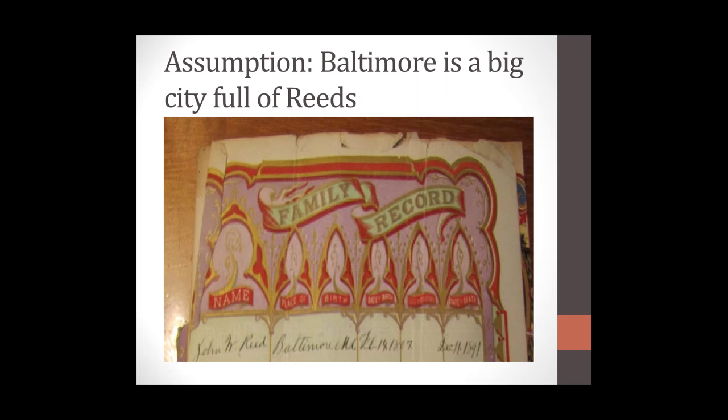And it wasn't until I looked at the city directories, which is kind of another way to talk about the phone book. A city directory usually had people's addresses and people's occupations. This is from that same time period. I think it's around 1810. This is a page out of the city directory in Baltimore for the Reeds. And look how few there are there.